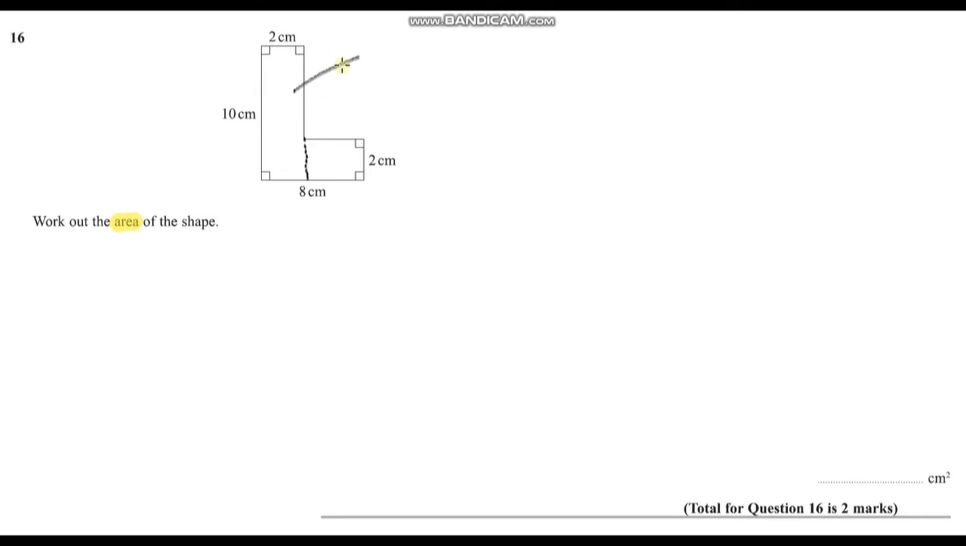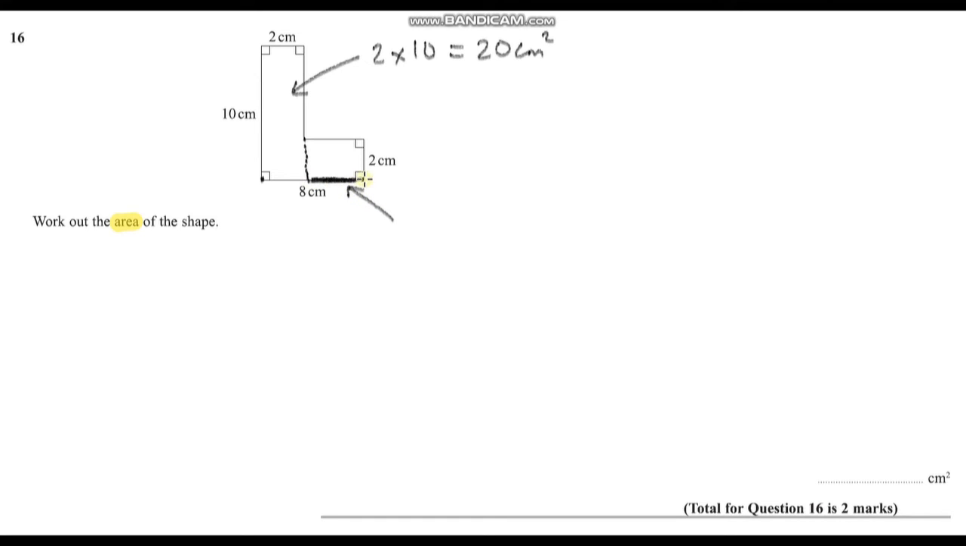So this rectangle in here, I can see that it's going to be 2 times 10. The area of this rectangle is going to be 2 times 10, which is 20 centimeters squared. Now the area of this rectangle, this is where you need to be really careful, because it is not 8 times 2, because the 8 refers to this whole length from over here all the way up to here. This bit is not 8. So we're going to have to work out what this length is here.